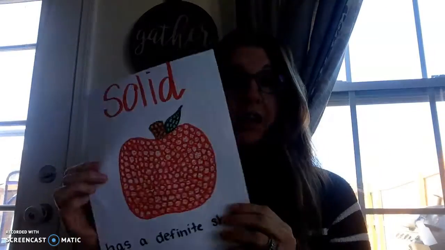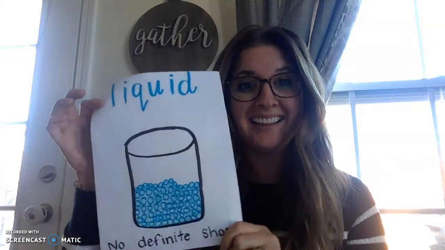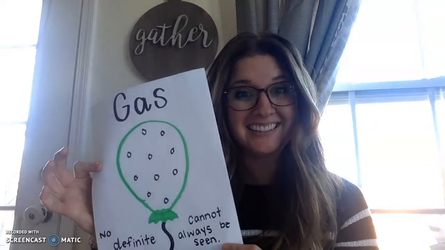There are three main types of matter. There's a solid, liquid, and gas. So let's talk about the three states of matter. Solid, liquid, gas.